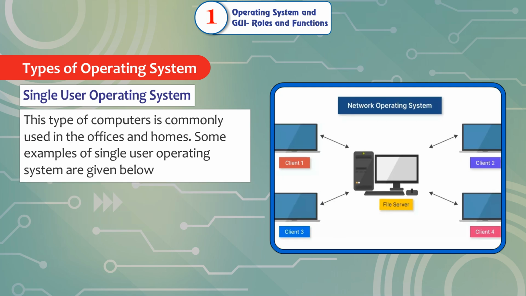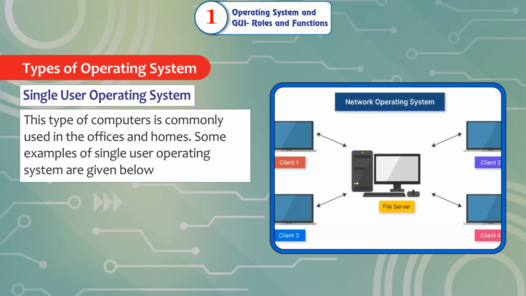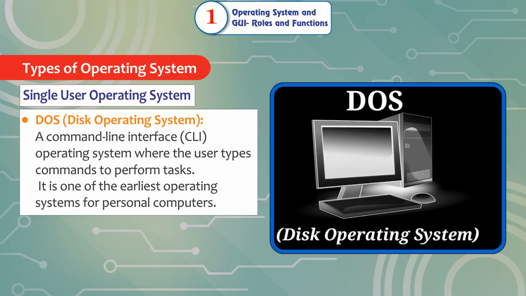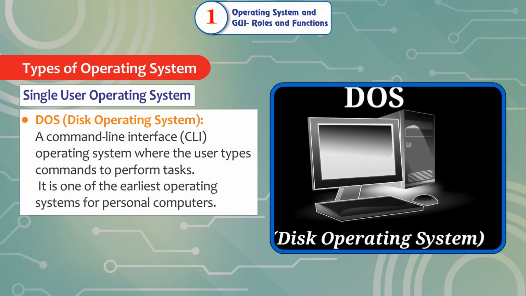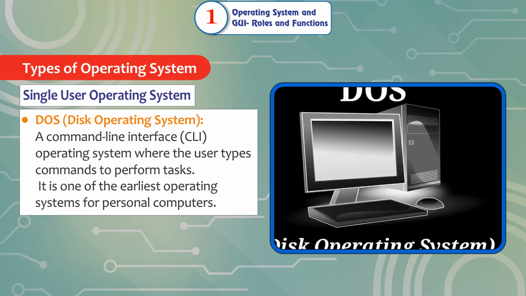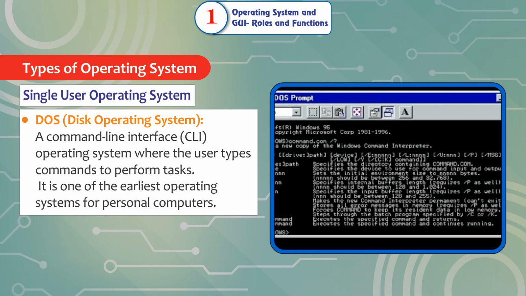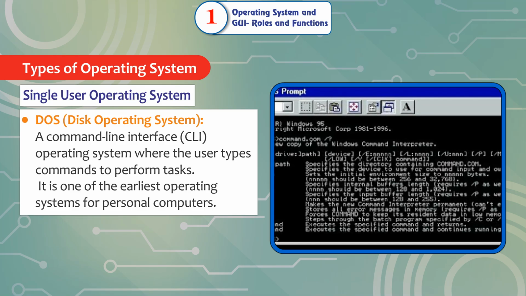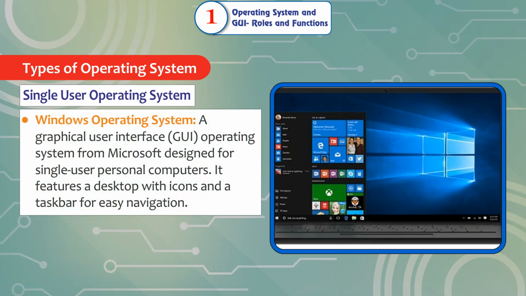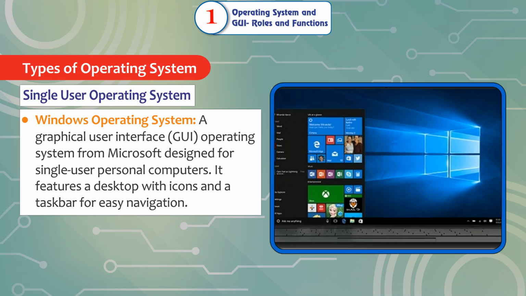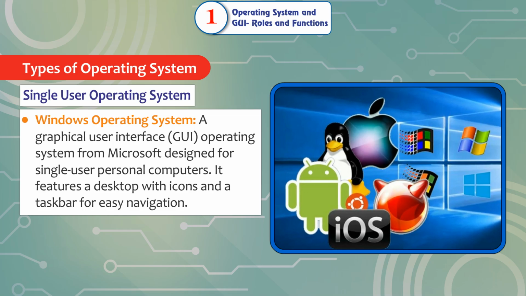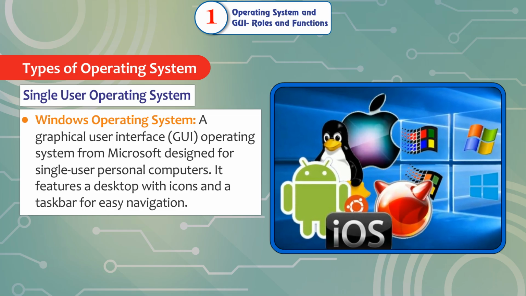This type of computer is commonly used in offices and homes. Some examples of single-user operating system are given below. DOS, Disk Operating System, a command line interface (CLI) operating system where the user types commands to perform tasks. It is one of the earliest operating systems for personal computers. Windows operating system, a graphical user interface (GUI) operating system from Microsoft designed for single-user personal computers. It features a desktop with icons and a taskbar for easy navigation.